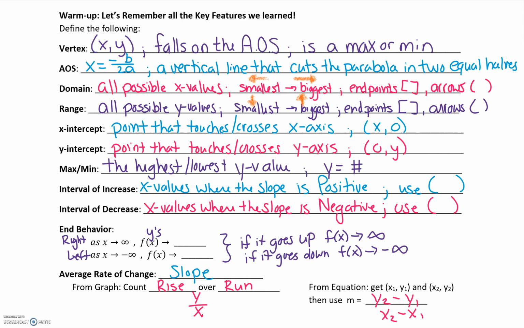All right, so we're going to talk about this real quick. The vertex is an ordered pair. It falls on your axis of symmetry. It's always going to be your max or min. Axis of symmetry, you find that by doing negative b over 2a. Basically, that's where our line of symmetry is.